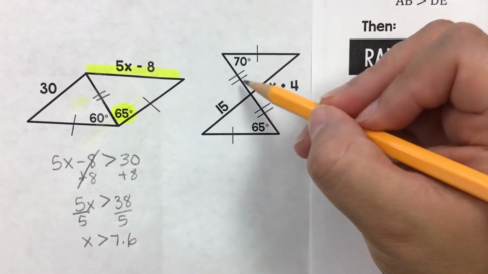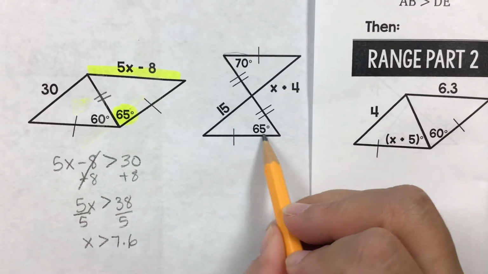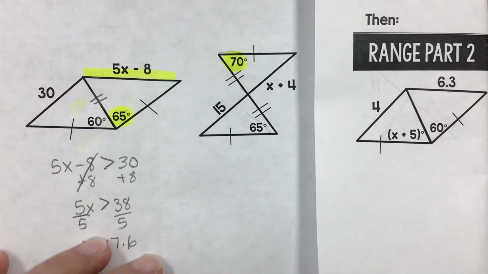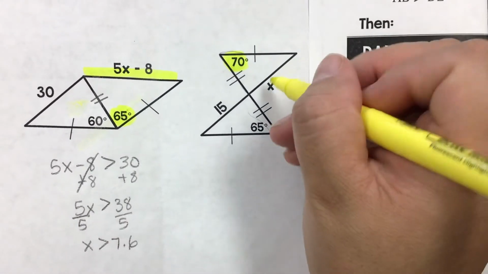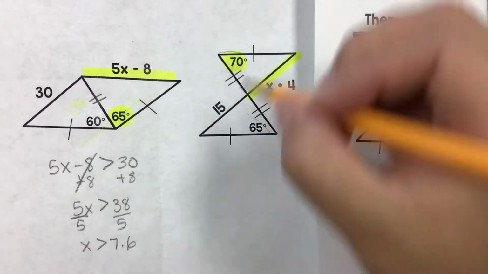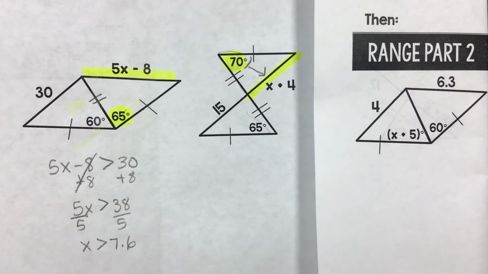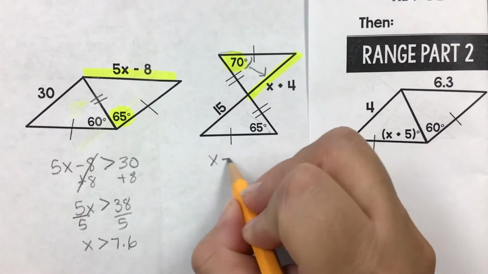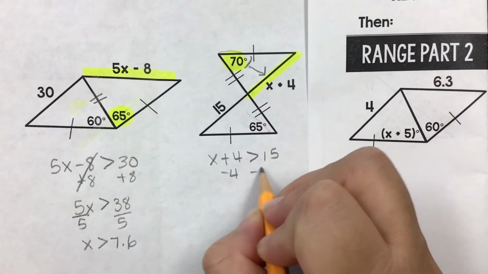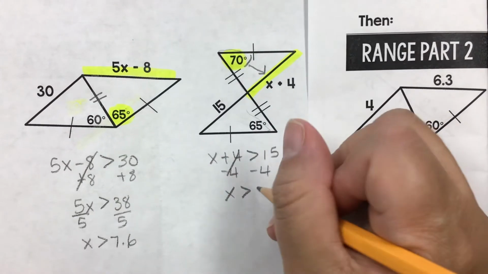Okay, so we still have side, angle, side. If we go on this way, it would go side, angle, side. I know that 70 is greater than 65. So that means that x plus 4 is greater than 15. Because this angle creates this side, we know that that is bigger. So x plus 4 is greater than 15. Subtract 4 from both sides. Very good. X is greater than 11.